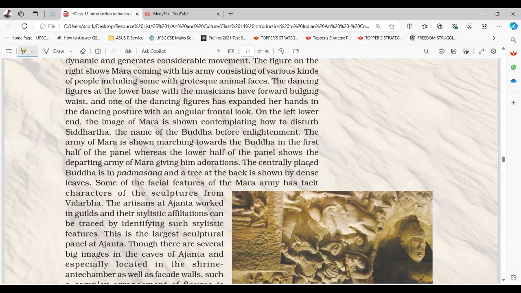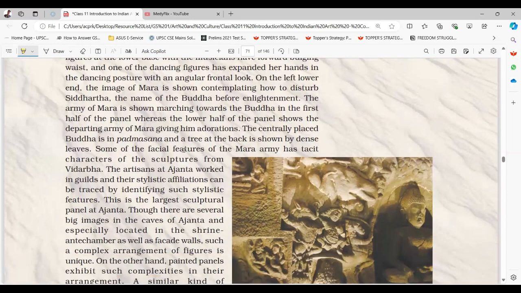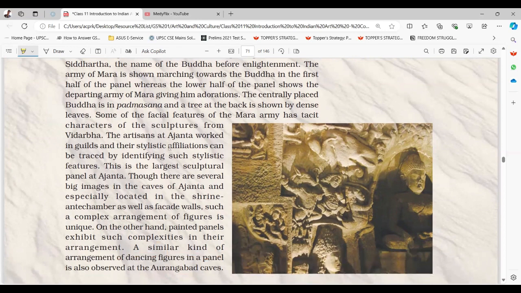The centrally placed Buddha is in Padmasana, and a tree at the back is shown by dense lace. Some of the facial features of the Mara army have tacit characters of the sculptures from Vidarbha. The artisans at Ajanta worked in guilds, and their stylistic affiliations can be traced by identifying such stylistic features.